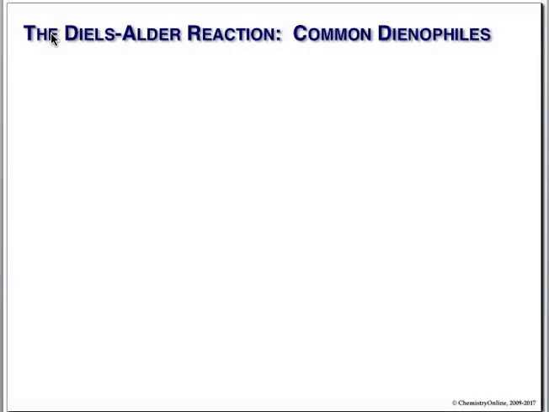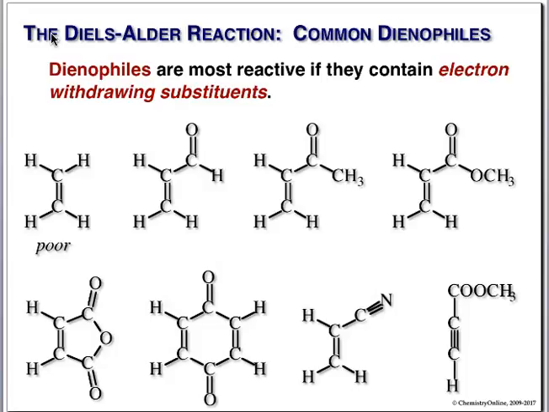Well, let's just quickly look at some dienophiles. I mentioned that electron withdrawing groups were good. Electron donating groups are really bad. Ethene itself is a very poor one. But you put things like carbonyls, nitriles, there's an ester, there's an acid anhydride. Those are all very good dienophiles. And they react very nicely in a 4+2 cycloaddition.